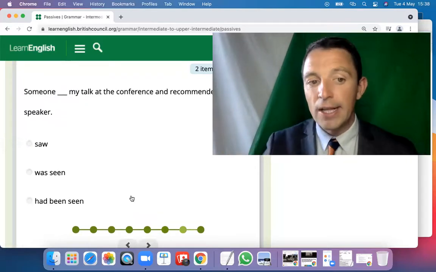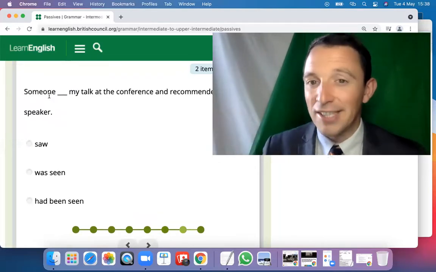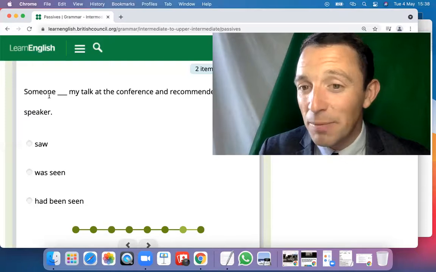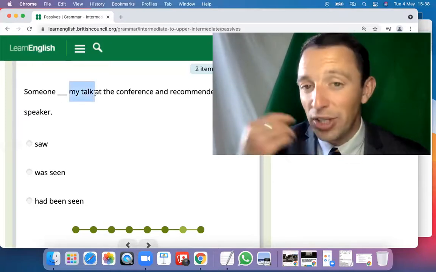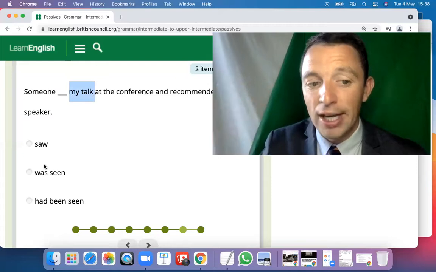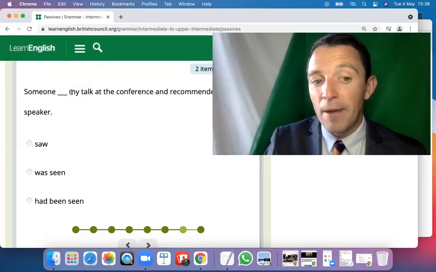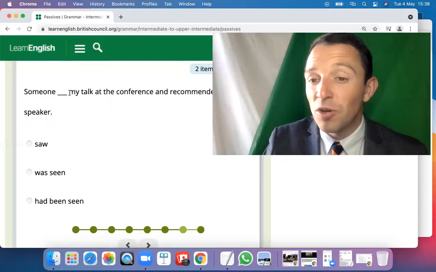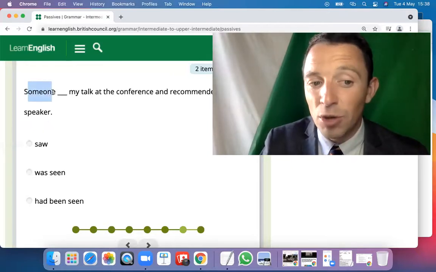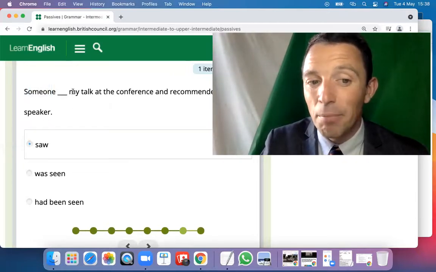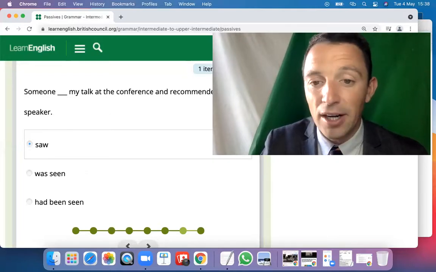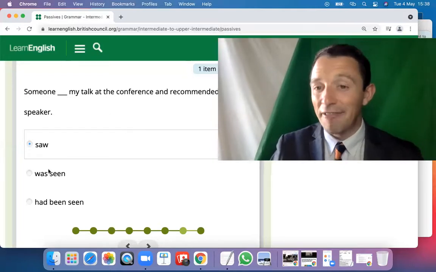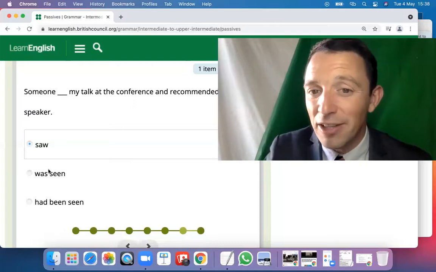Okay, so 2 more. Someone is the focus of the sentence. It's possibly the active, it's possibly the passive. We need to check. Someone saw my talk, my speech, my discurso in Spanish, was seen, had been seen at the conference. So maybe I think it could be the active, because someone is the subject, saw is the past simple, my talk at the conference, and recommended me as a speaker. So for me, I think that's definitely a candidate because it's probably the active structure.